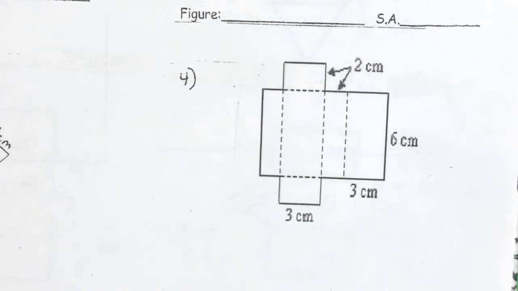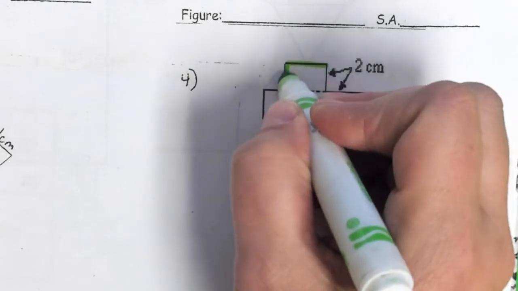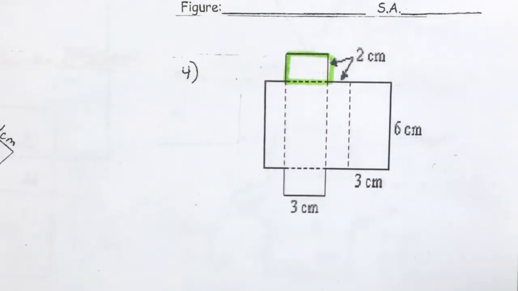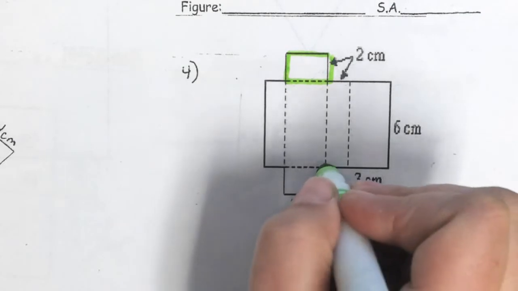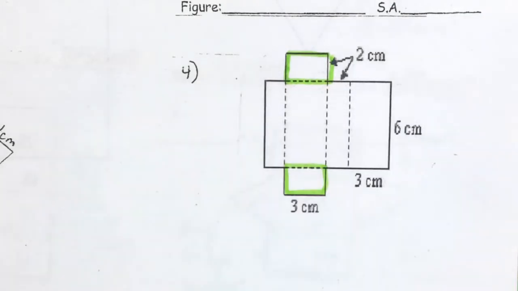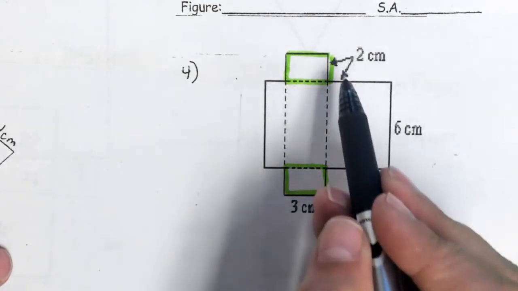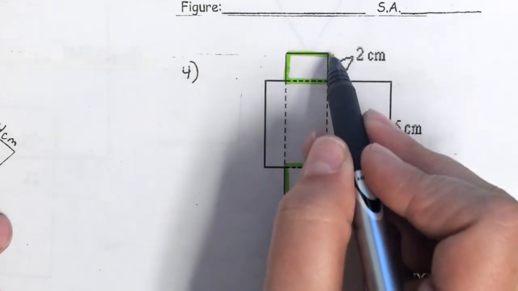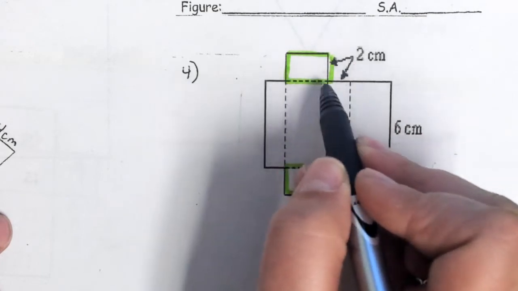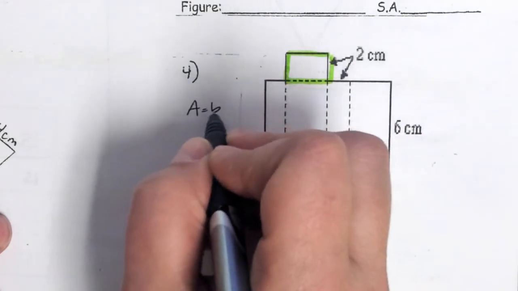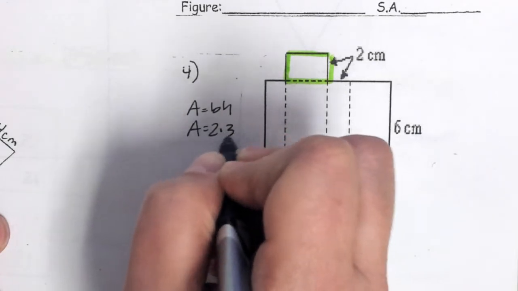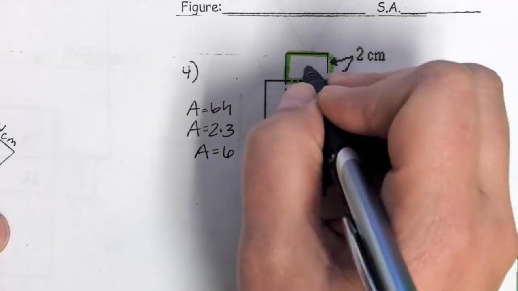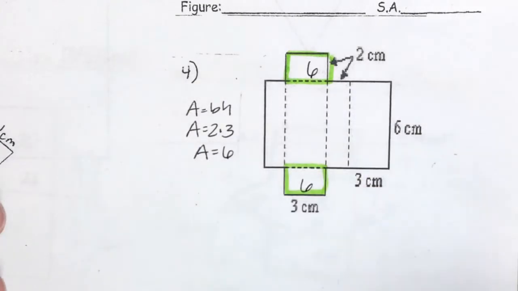So if I look at this, what side would match this rectangle? The bottom rectangle. These are across from each other. Do you see if we were to fold the sides up, they would be opposite from each other. So what measurements am I going to use to find the area of those 2 shapes? 2 times 3, because if you'll see, this side right here is 2, and this is 3. So our area of those 2 would be 6 centimeters squared.